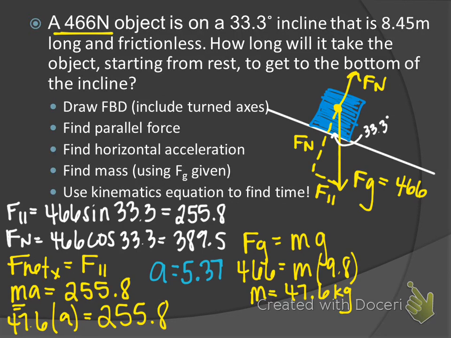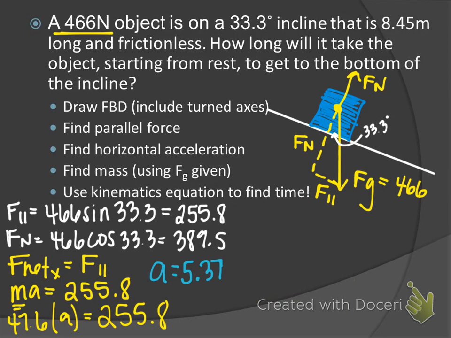From there, we need to pull out our kinematics equations. So we've got our acceleration. We've got our distance final. Because we assume that we're starting at the top of the incline, we're going to travel the whole distance. What's our initial velocity probably going to be? 0. So V sub O is equal to 0. Distance final, or x, is equal to 8.45.